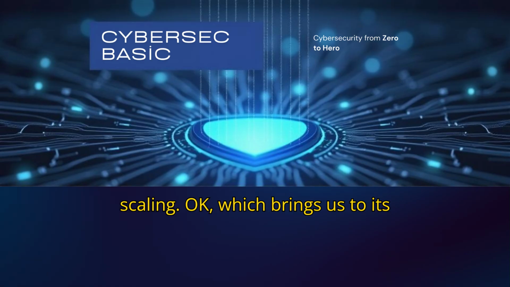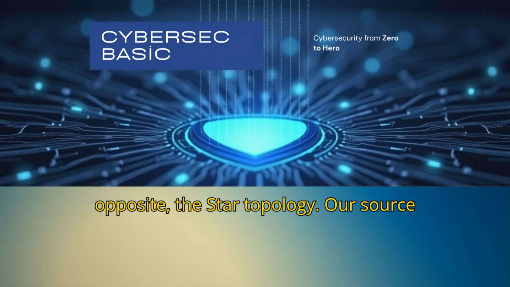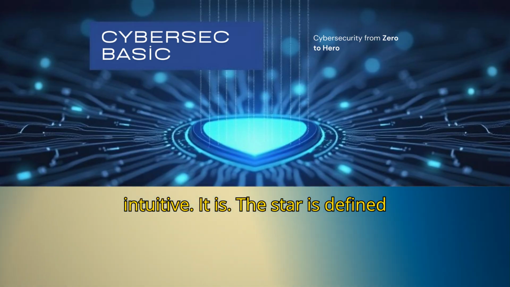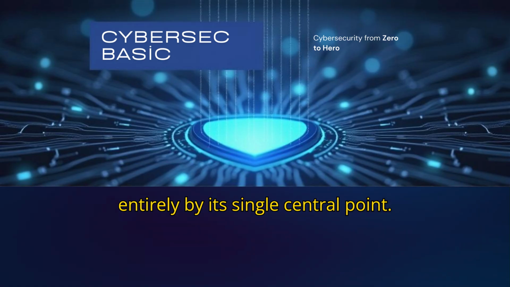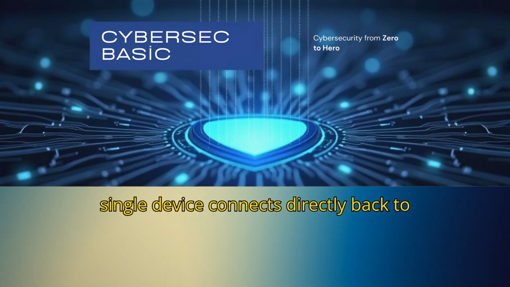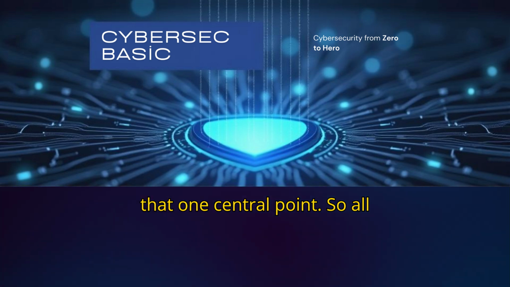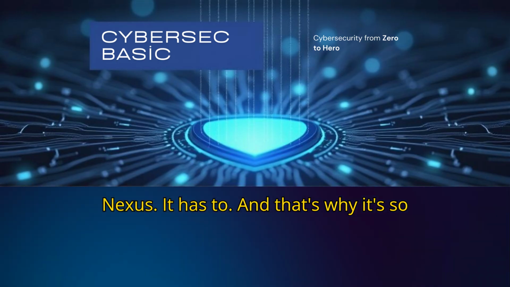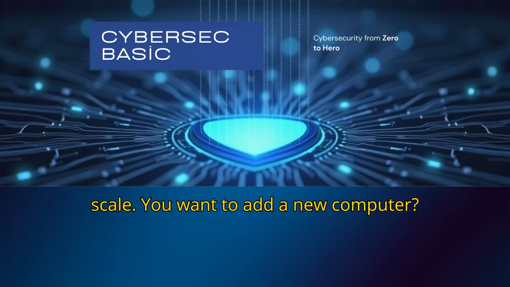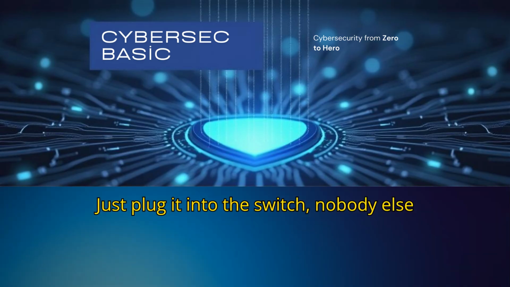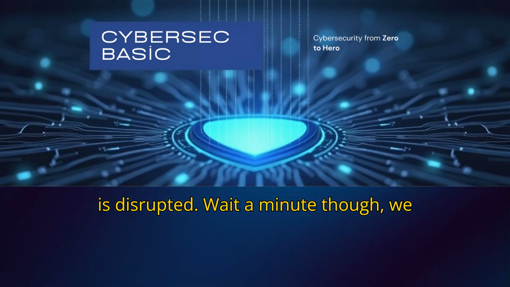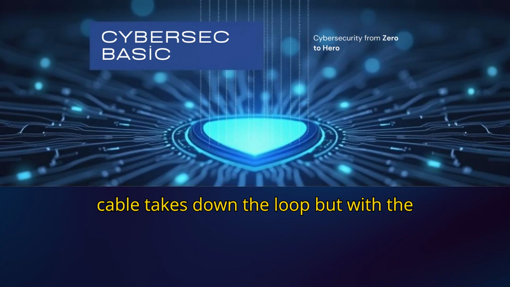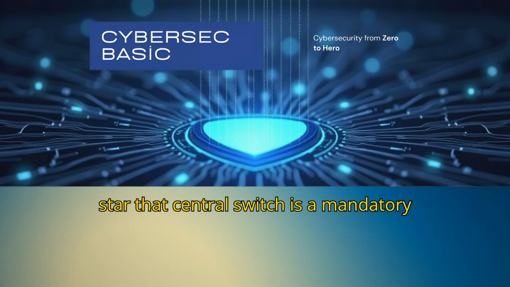Okay, which brings us to its opposite, the star topology. Our source material notes this is one of the most common, probably because it's so intuitive. It is. The star is defined entirely by its single central point, usually a switch or a hub. Every single device connects directly back to that one central point. So all communication has to pass through that nexus. It has to. And that's why it's so common. It's really easy to manage and scale. You want to add a new computer, just plug it into the switch. Nobody else is disrupted. Wait a minute, though. We just said the ring fails because one broken cable takes down the loop. But with the star, that central switch is a mandatory choke point.